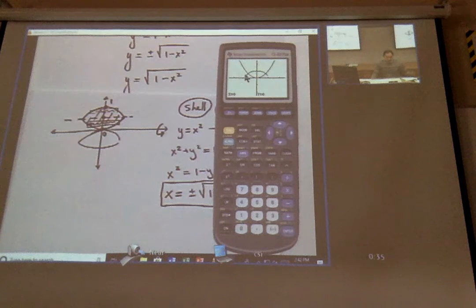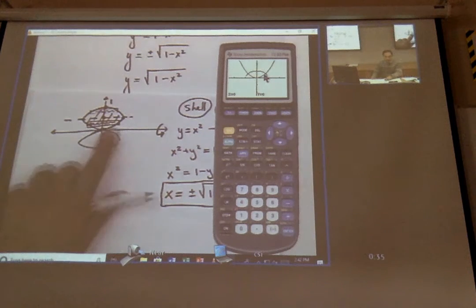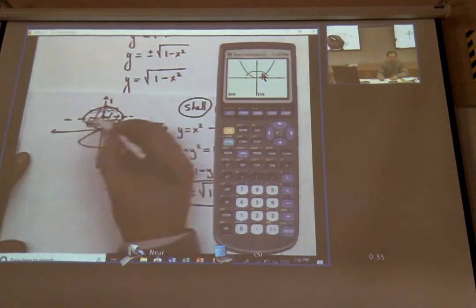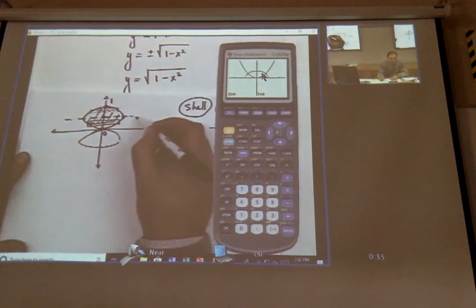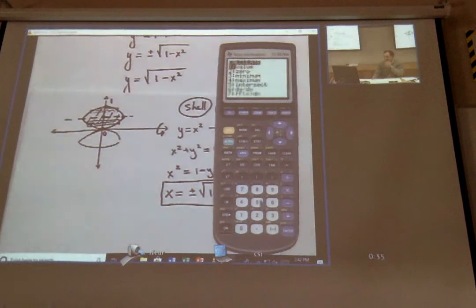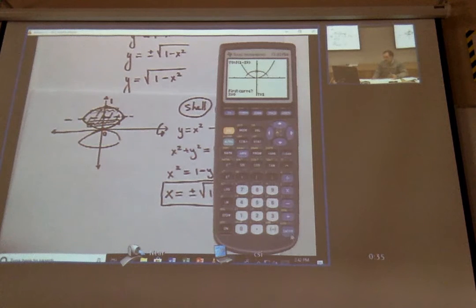You understand that? If you look at my paper over here, if I find these 2 points, then I know what y is. You understand? Because it's dy. So I'm going to go and find the intersection. So second trace 5. And remember, you do that the same with the calculator, okay? And it doesn't make a difference which one I go.